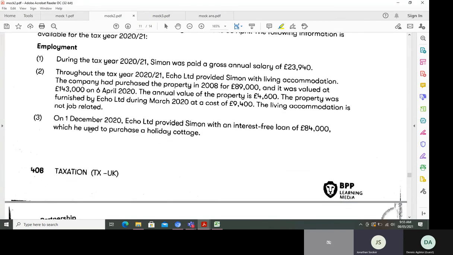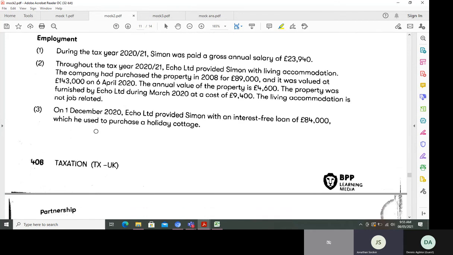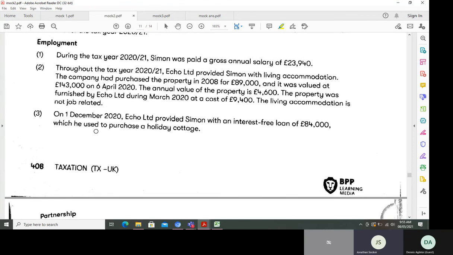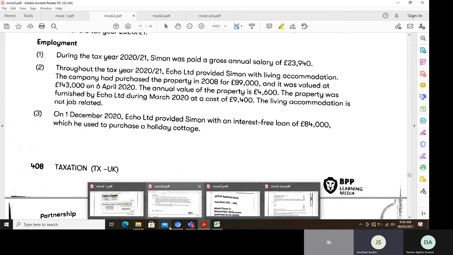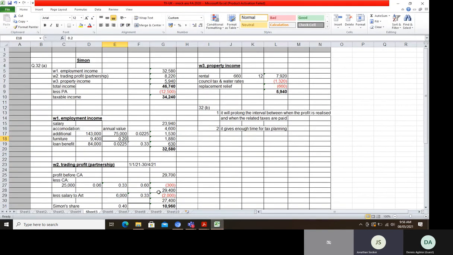The third item here is that on 1st December, the company provided him with an interest-free loan of 84,000. So they gave him a loan on which he didn't pay interest. Normally, when a loan is provided, interest should be at the official rate, which is 2.25%. He didn't pay any interest, and it was given on 1st December. So within the tax year, how long might he have used this loan? December, January, February, March. That's 4 months, so the 4-month interest will be assessed. Had he paid any interest, it would have been deducted from the interest calculated at the official rate.